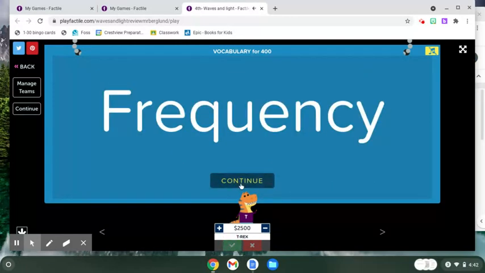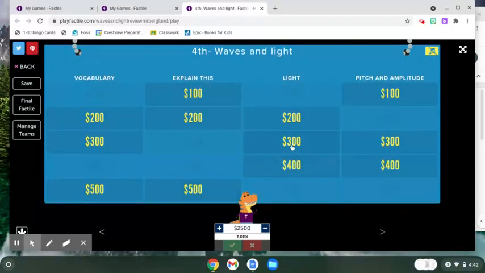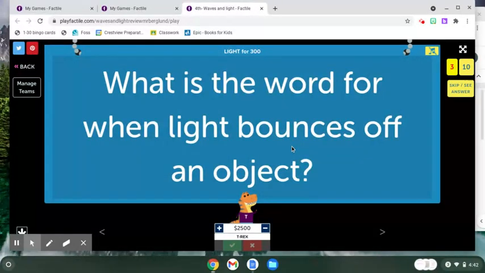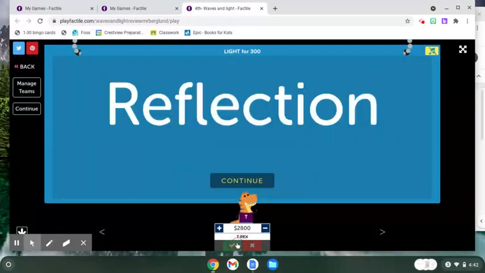It is the frequency of a wave. Let's go with light for 300. What is the word for when light bounces off an object? When light bounces off an object, we say that it is reflecting or reflection.